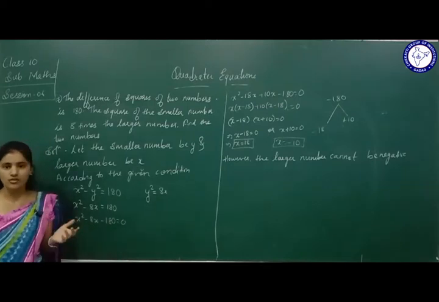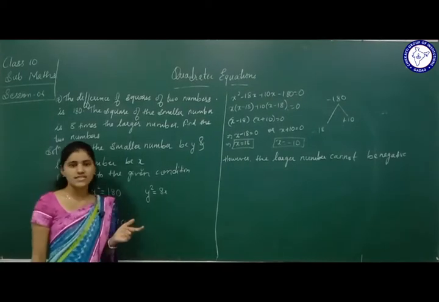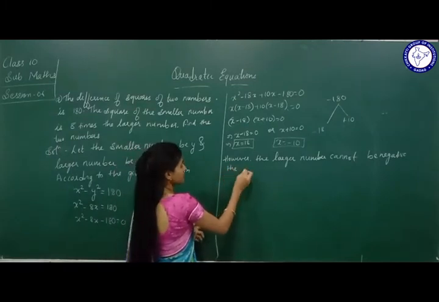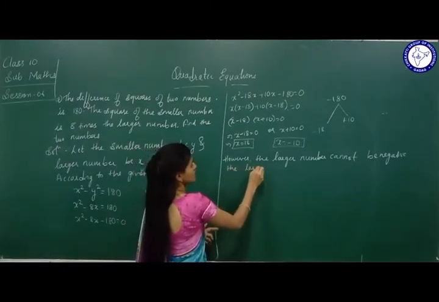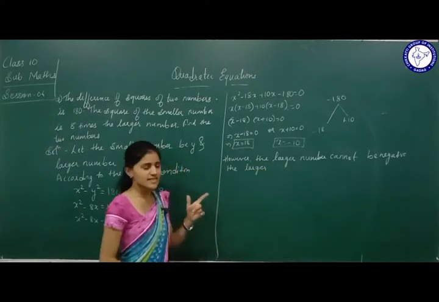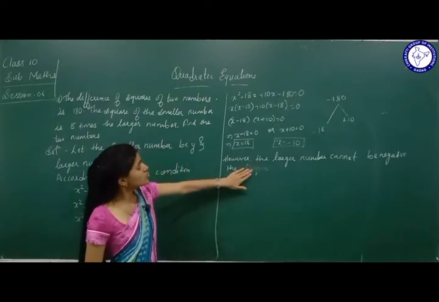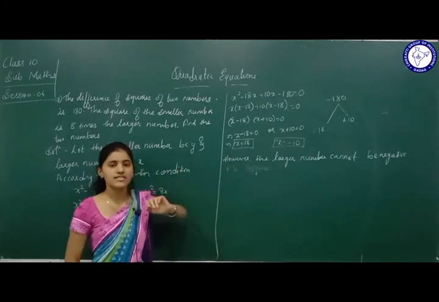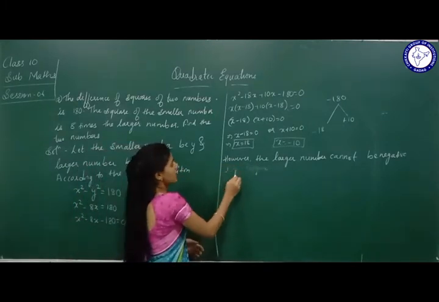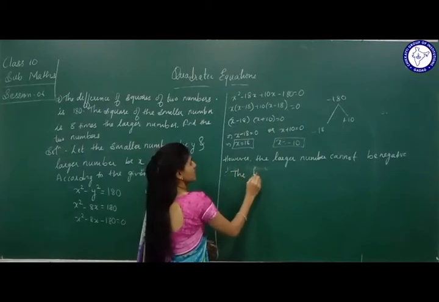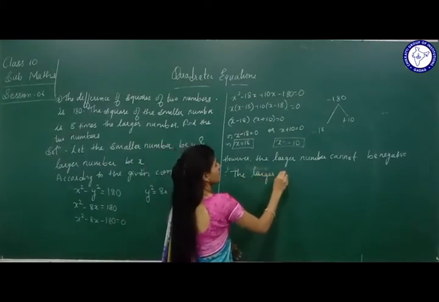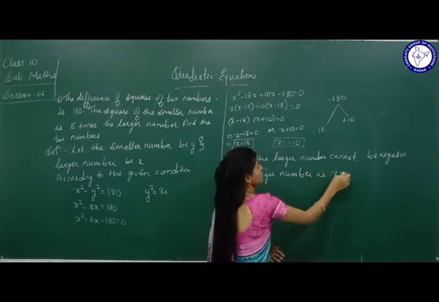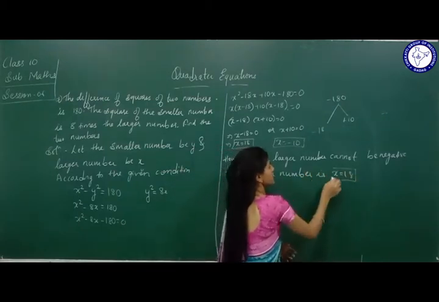That is why what are we going to consider? We are going to consider the larger number as positive, that is, the smaller number squared is 8 times the larger number, so its square is also not going to be negative. Therefore the larger number is x equals 18, right?